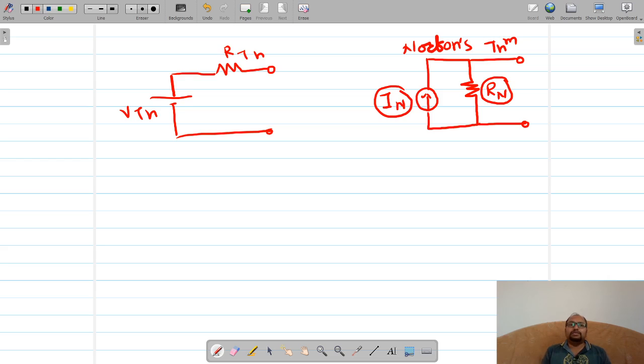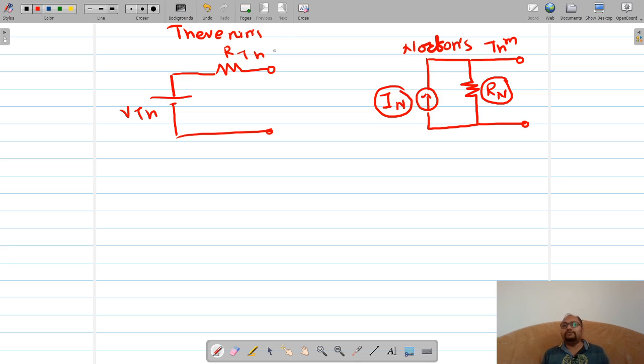And this is Thevenin's theorem, in which we convert the given network into a simplified circuit with one voltage source and a series resistor, that is, the Thevenin resistance and Thevenin voltage.